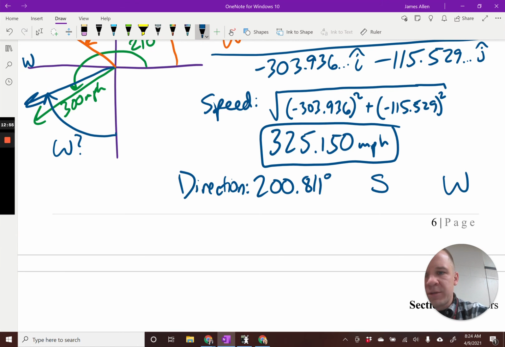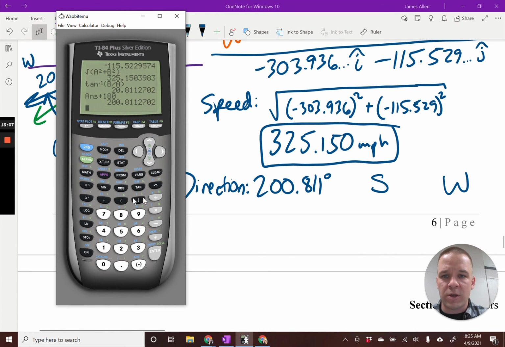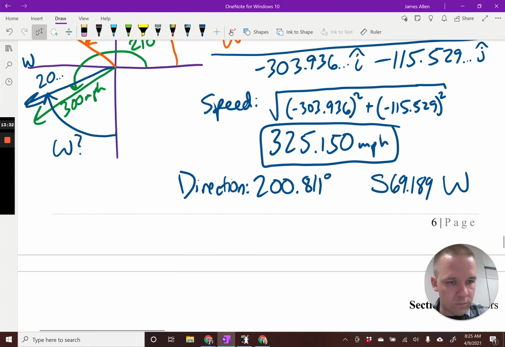If this was the 20-ish, whatever that was in the calculator, I'll pull it back up. So if I find out what that little void is right there, I had the 20.81127, blah, blah, blah. If I did 90 minus that, 20.81127, I'm being excessive here, but you know, YORO. Hit enter. 69.1887, so 69.189 degrees west. There it is.